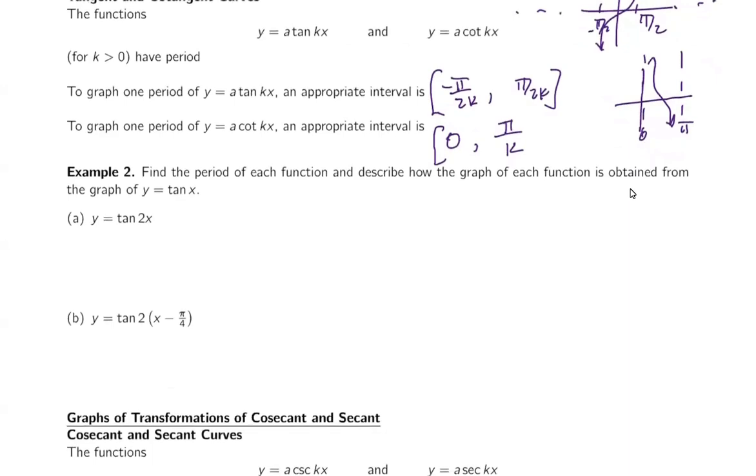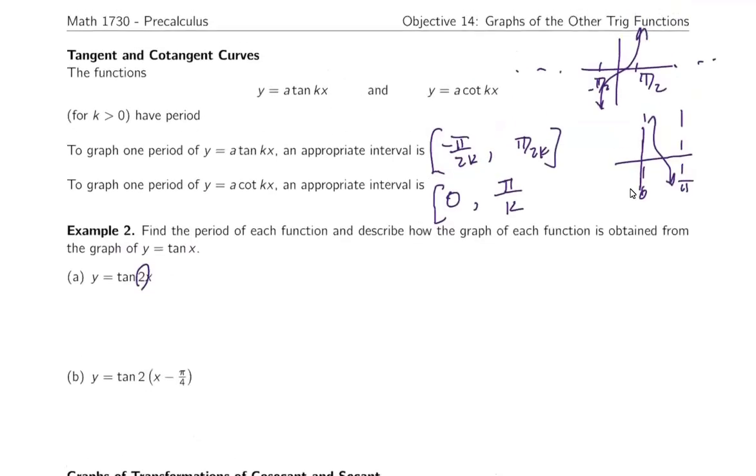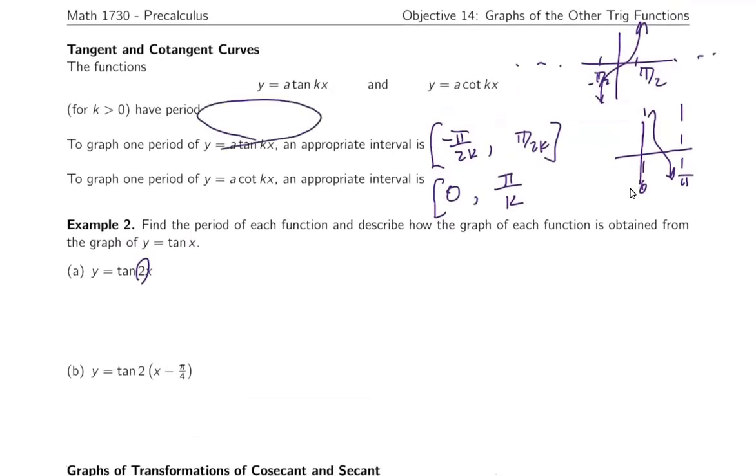Okay, so we'll use that here in a little bit. Here I want to find the period and describe how to get there from the original one, and then maybe we'll sketch this a little bit too. So y equals tangent of kx. That's going to change my period. If you put a k in here, the period is going to change by a factor of k. So it's going to be pi over k as my new period.